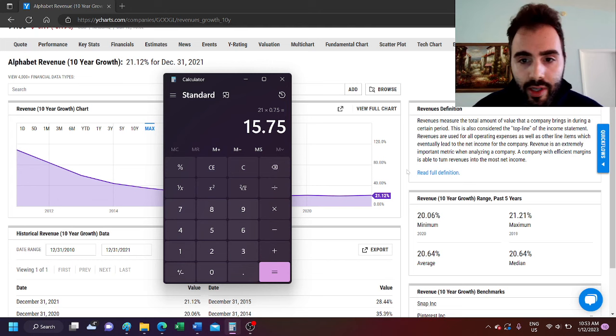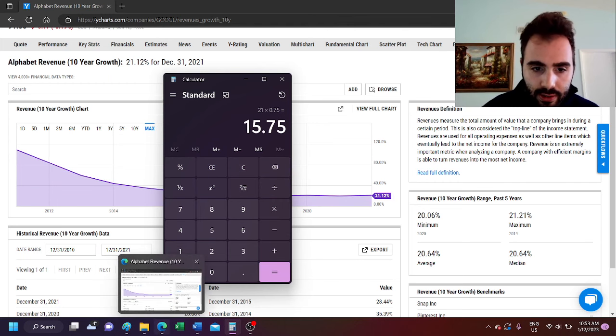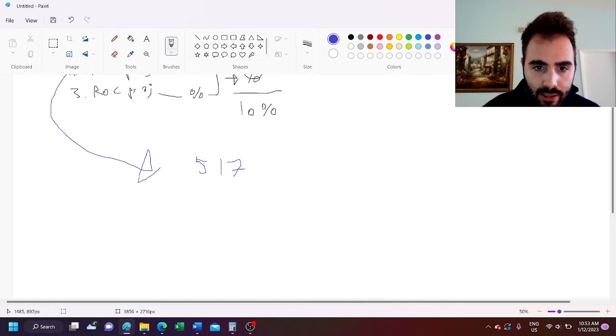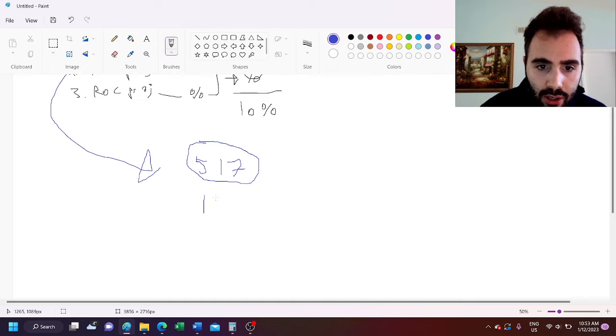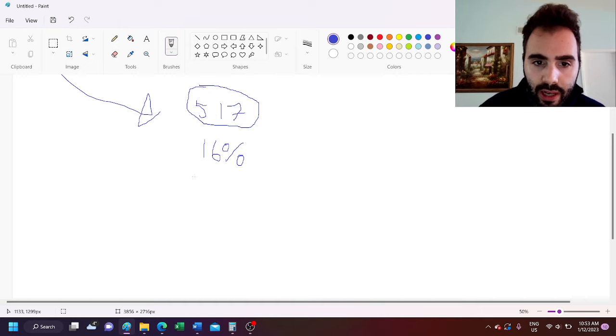So Google's growing its revenues at 21% per year over the last 10 years, but we're going to be conservative and say it's only going to grow at about 16%. So we're going to be conservative with this. Let's go back to our paint. We said that the trailing 12 months earnings per share was $5.17. Now we know that they're going to grow at 16% per year, conservatively, over the next 10 years.